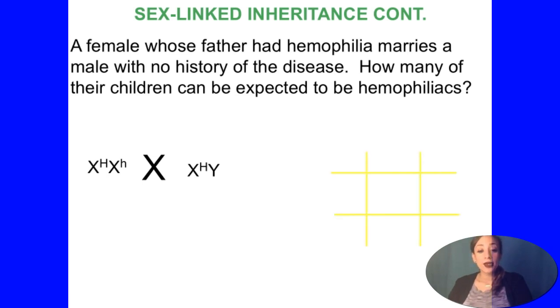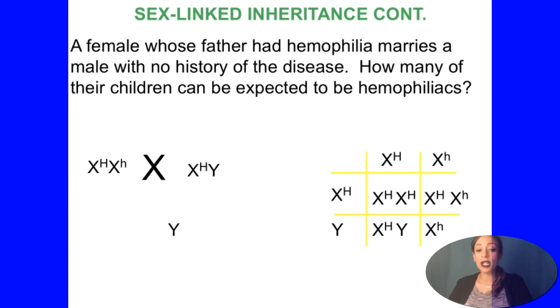Go ahead and set up your Punnett square. Right here is going to be my female and her gametes up top, and right here will be my male on the side and his gametes as well. Once you run through the whole cross, I hope we have the exact same outcome. But this is my result.